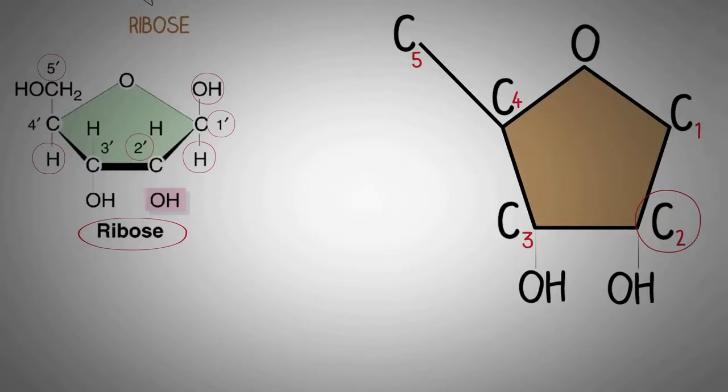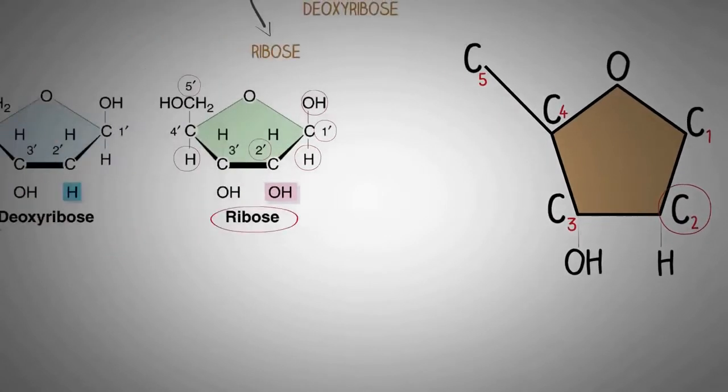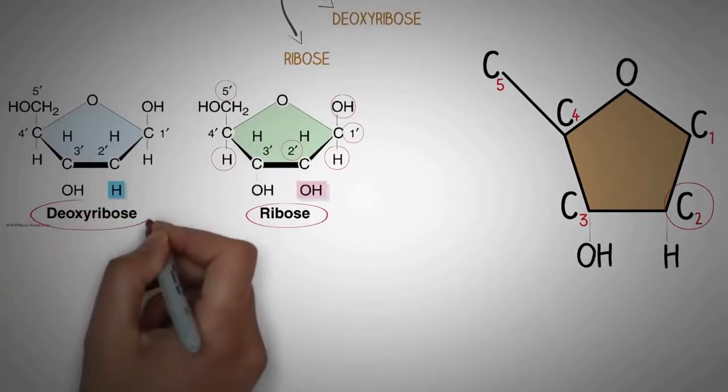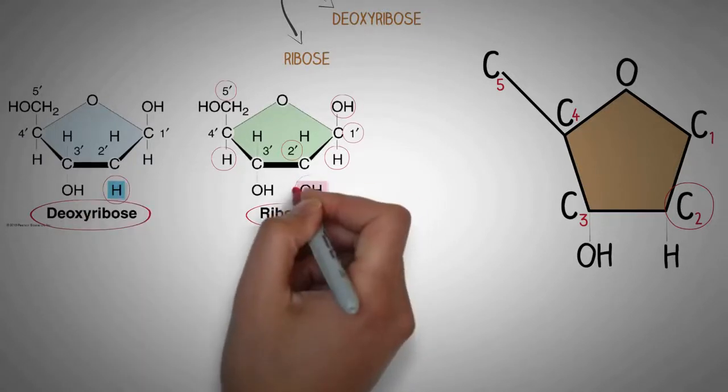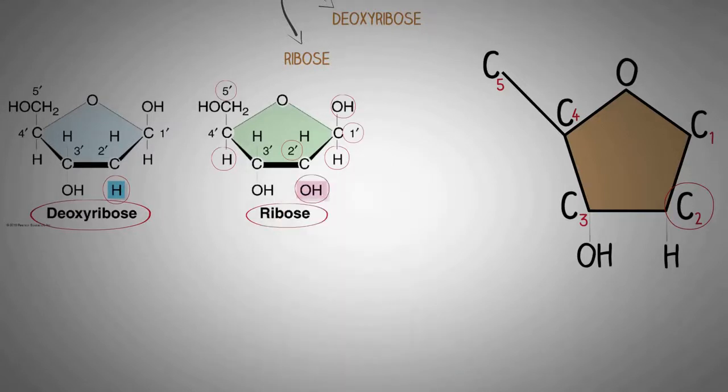Now if you compare this structure with the structure of deoxyribose, the only major difference is at carbon number 2, that carbon number 2 contains only a hydrogen atom and not the hydroxyl group. So the resultant sugar is called a deoxyribose. Here you can see the carbon number 2 in deoxyribose contains only a hydrogen atom, whereas in ribose the carbon number 2 contains a hydroxyl group. You can also tell this by the difference in their names, that the deoxyribose has a prefix called deoxy, which means removal of oxygen.